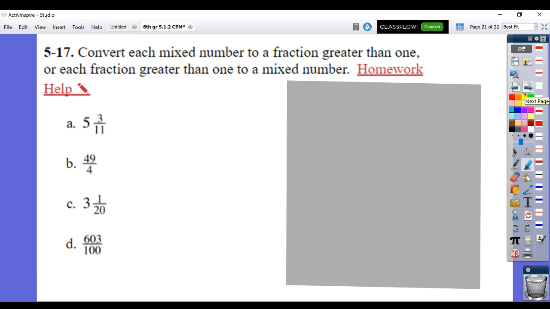For 517, they want you to convert the mixed numbers to a fraction greater than 1. So use your algorithm or reason out the method for changing these mixed numbers to, again, either an improper fraction, you can call it, or this book calls it a fraction greater than 1. And then do the other direction. So if they give you the improper fraction or the fraction greater than 1, change it back to a mixed number.